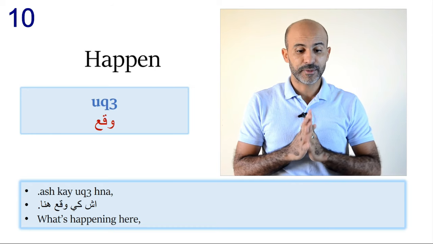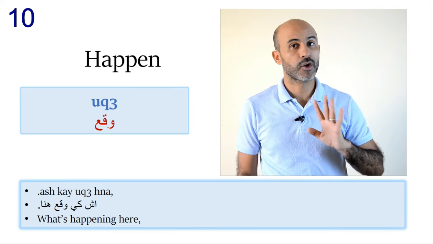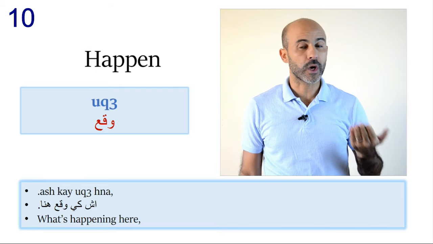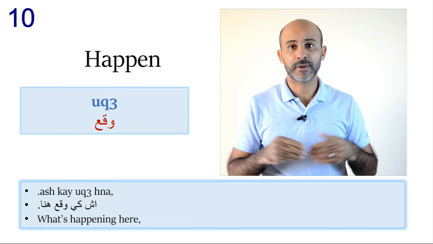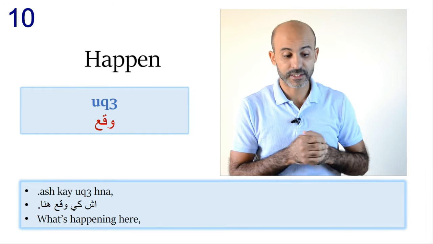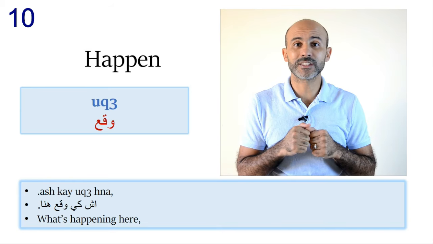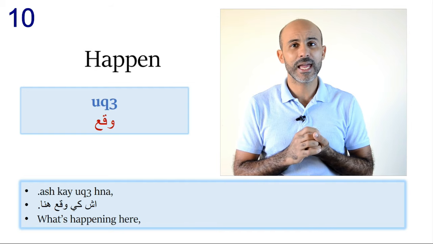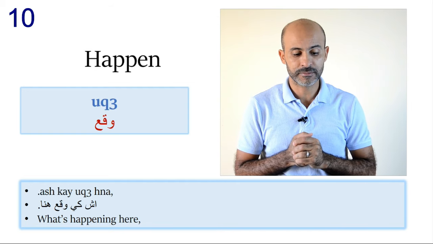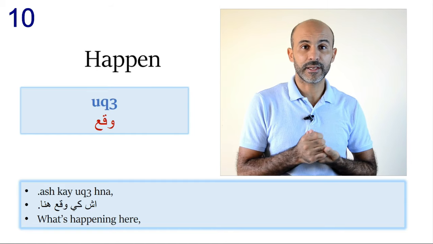The next verb is happen. Happen is وقع. In the examples, what happened? What's going to happen? We ask the question here: أش وقع هنا? أش, what? وقع, happened here. Or sorry, in the sentence it is أش كي وقع هنا?